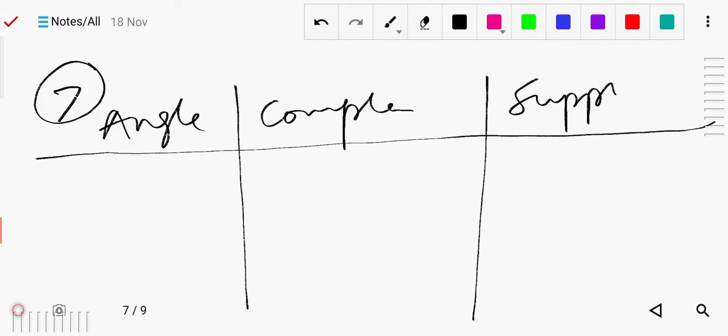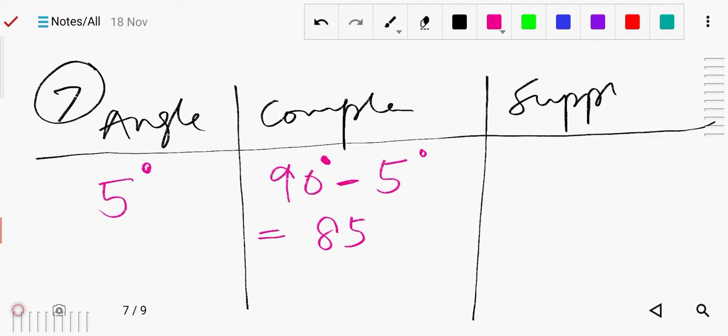So how will you do? The first question is given 5 degrees. Now you have to find the complement. Complement means the sum of the angles is 90 degrees. Their sum is 90 degrees and one angle is given. So what you have to do is subtract that angle from 90 degrees. So to find this complement angle, 90 minus 5 degrees, it will be 85. So this is the answer. 85 is the complement.